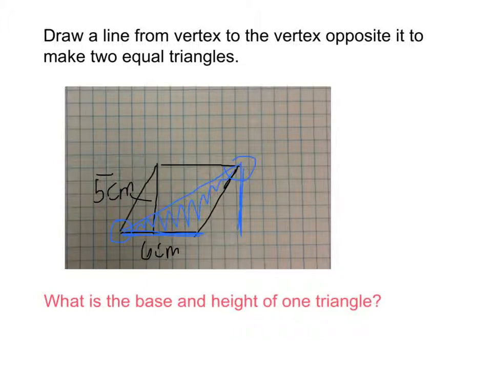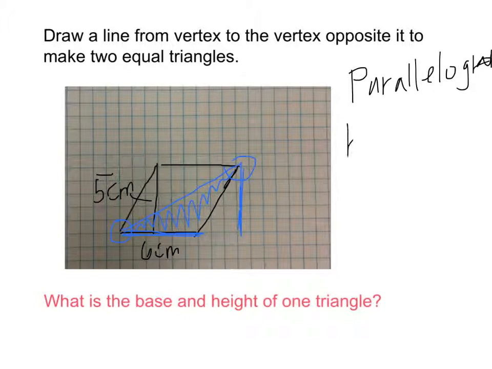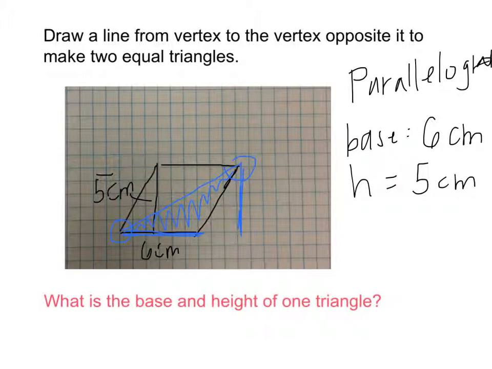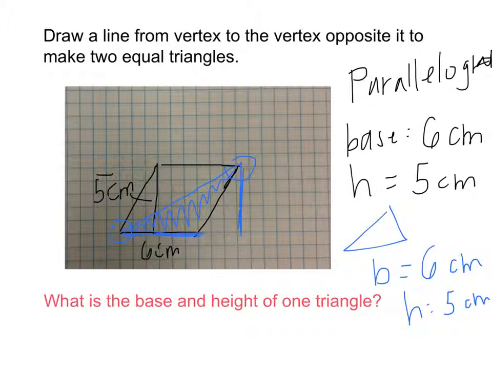So how can I use what I know about the area of a parallelogram to find the area of a triangle? Let's talk about the parallelogram. Pretend I can fit that there. What was the base? 6 centimeters. What's the height? 5 centimeters. Okay. Now let's talk about what we know. The whole black parallelogram and the one blue triangle have the same base and the same height.